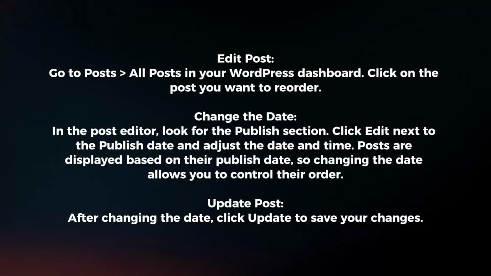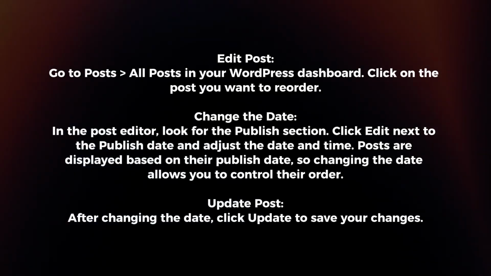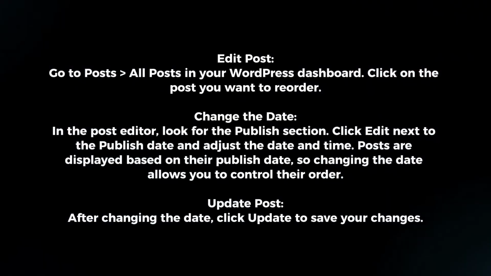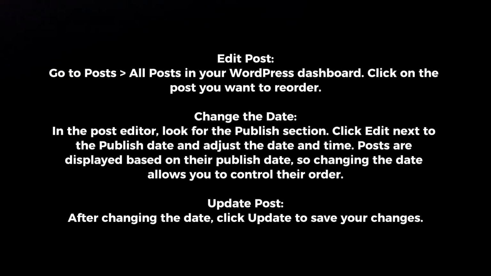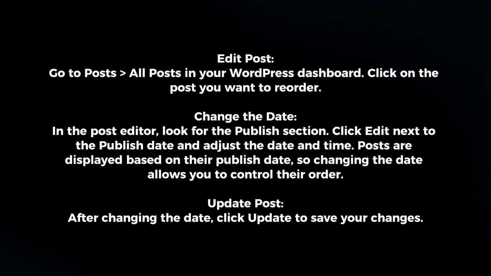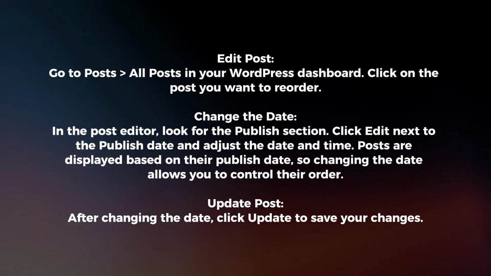Manually change the date. Edit posts. Go to Posts, All Posts in your WordPress dashboard. Click on the post you want to reorder. Change the date. In the post editor, look for the Publish section. Click Edit next to the published date and adjust the date and time.